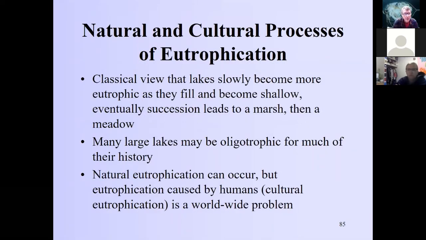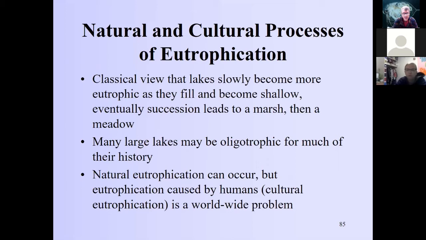And then I referred earlier to natural and cultural eutrophication. Natural eutrophication is this classical view that lakes slowly become more eutrophic and eventually they become shallow and turn into a marsh and then a meadow. And a lot of this is built on the upper Midwest, Southern Canada view, the Northern European view, where many of those small lakes they're studying were left over from glaciers. They might be kettle lakes or something like that. They're not very deep. And it's true, they fill up and eventually they turn into a marsh and then a meadow. But there are some lakes where this is not necessarily true.